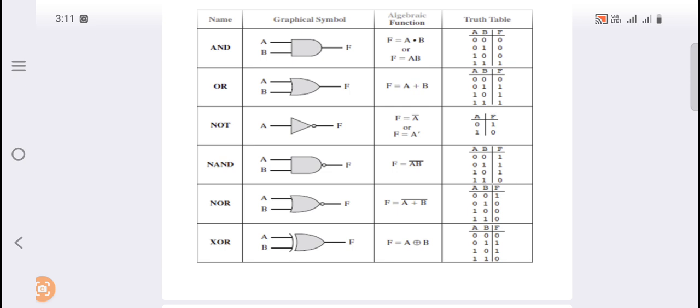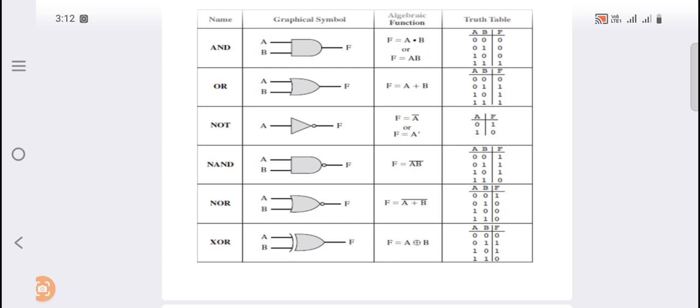Then XOR gate, the output is 1 only when the inputs are different, one is 0 and one is 1, otherwise 0. The logic gates perform specific logical operations based on the input. Their function can be described by the truth table or Boolean algebra. The gates use different voltage levels to represent the binary states of 0 and 1.